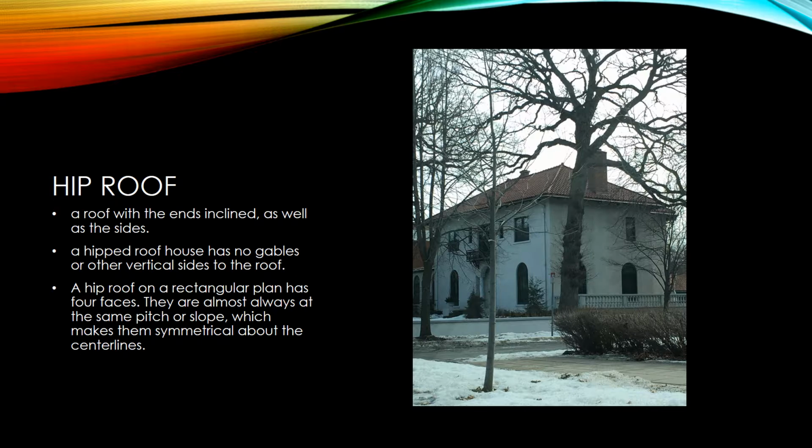And then we have the hip roof, a roof with the ends inclined as well as the sides. A hip roof has no gables or other vertical sides to the roof. A hip roof on a rectangular plan has four faces. They are almost always at the same pitch or slope, which makes them symmetrical above the center lines. Hip roofs are more difficult to construct than a gable roof. It's kind of surprising, you might think, because it's such a simple, plain looking roof, but it is how it is.